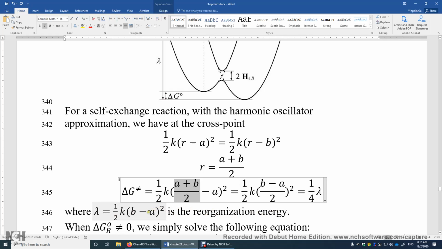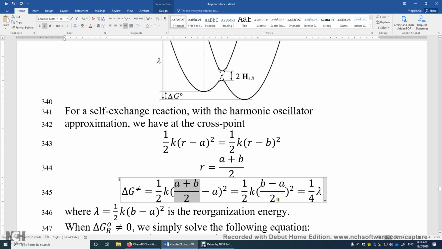So if you change this equilibrium bond distance A to B, that's reorganization. How much energy do you need? You need half k times (b minus a) squared, right? So that's why lambda is the reorganization energy. Okay, imagine you have a spring. The equilibrium bond distance is A. You stretch it to B. The displacement is B minus A. The potential energy is half k times displacement squared. And that's the reorganization energy. And it's called lambda here.